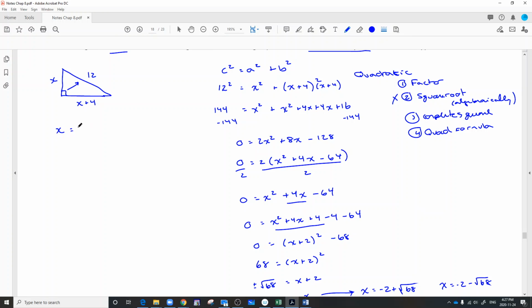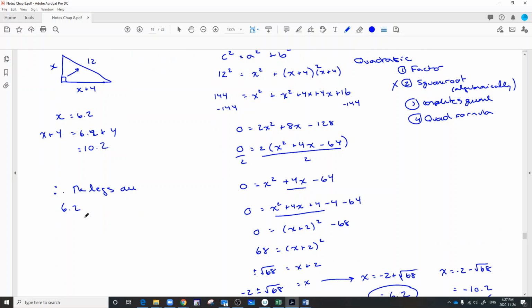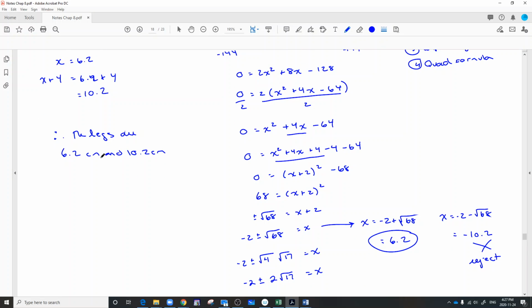I'm going to say one of the answers is 6.2. The other one is x plus 4, which would be 6.2 plus 4, which is 10.2. So therefore, the legs are 6.2, what units are we in here? 6.2 centimeters and 10.2 centimeters. You'll notice oftentimes with the answers, the negative answer is actually your other solution, but just always take it and plug it in to double check. So those are your questions involving Pythagorean theorem, and you can go and practice some of those.